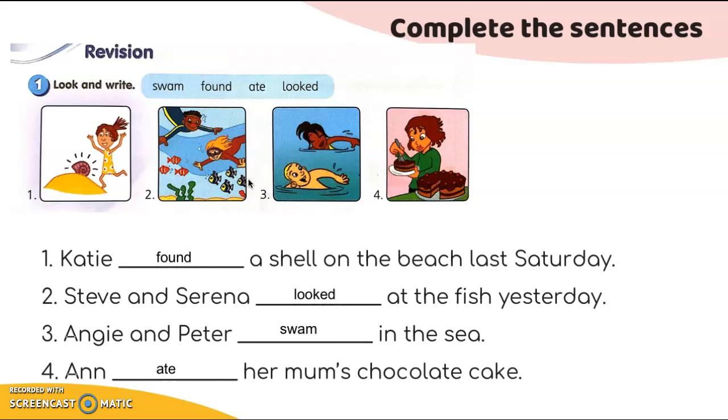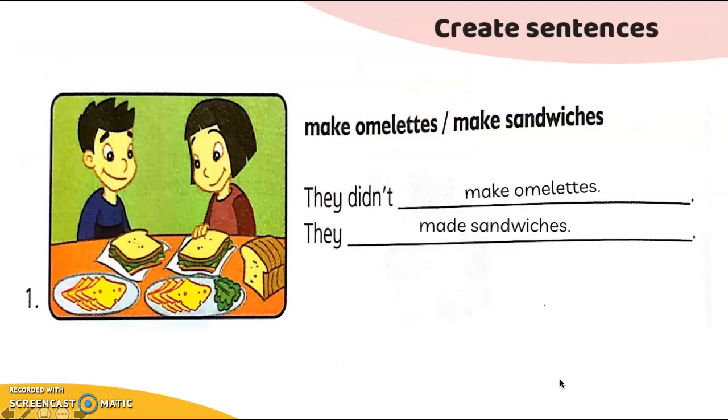For the second task, there are 4 pictures with 4 different sentences. What you have to do is fill in the correct verb in the blank. For example, the first picture: Katie found a shell on the beach last Saturday. The second picture: Steve and Serena looked at the fish yesterday. Number 3: Angie and Peter swam in the sea. And finally: Anne ate her mom's chocolate cake. Move on to the next one.